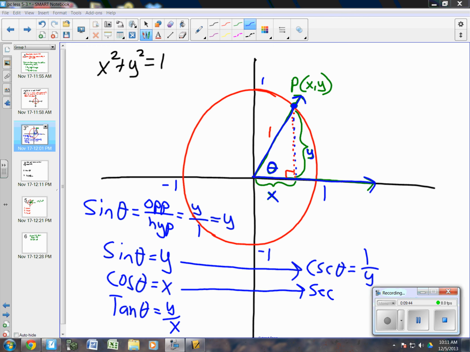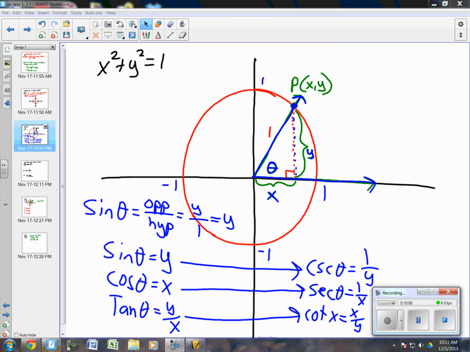Okay, you guys, secant. What did you guys get for secant? 1 over x, because secant's the reciprocal of the cosine, right? And cotangent is the reciprocal of the tangent. So it is x over y. Oh, yeah, that's supposed to be theta. In trigonometry, they sometimes use x and sometimes theta. Cotangent theta is x over y.